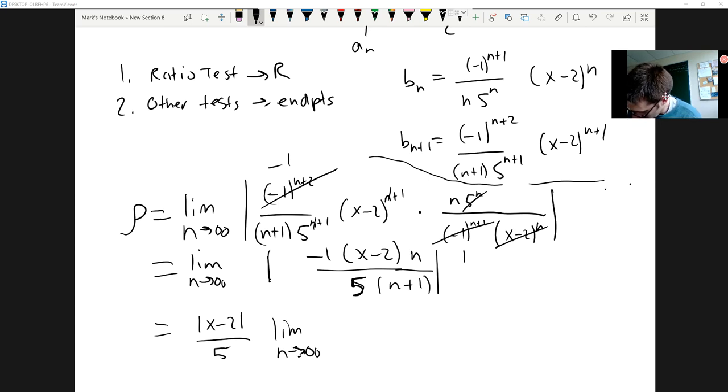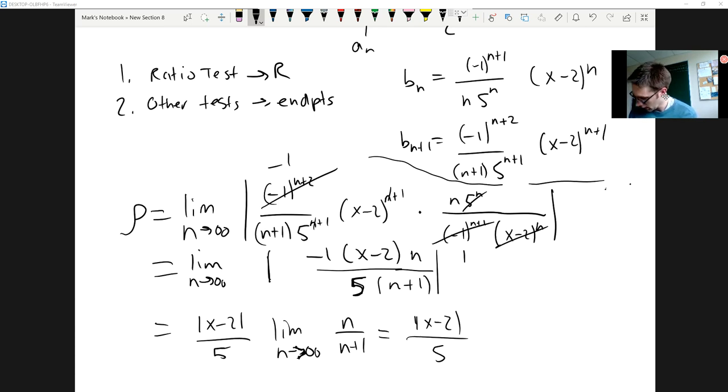All right, so I'm just factoring out a constant. And then we're left with just n over n plus 1 in absolute values. But n is positive, so we don't need the absolute values anymore. And you can easily check with L'Hopital's rule, say this is infinity over infinity, take a derivative of the top and the bottom, and you'll get just 1 over 1. So our rho is the absolute value of x minus 2 over 5.